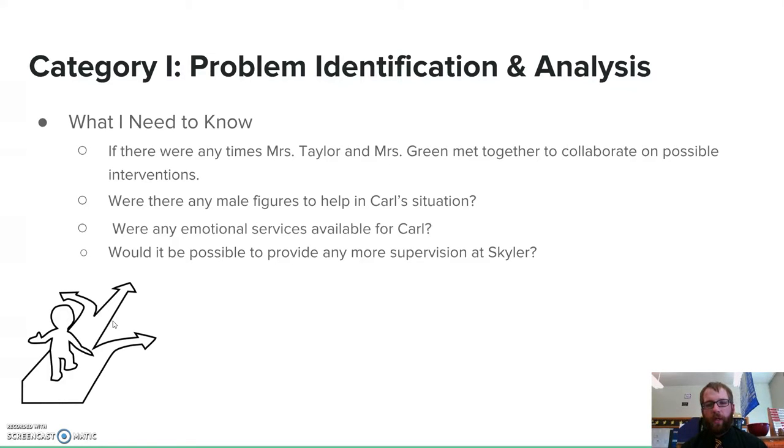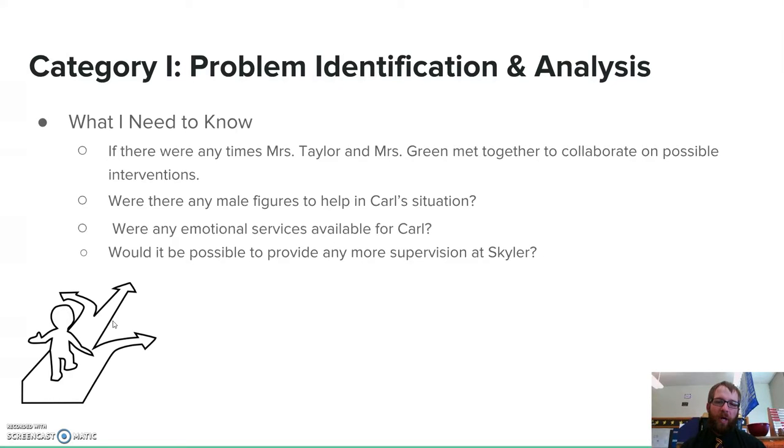I wanted to know if there are any male figures that could help in the situation, and the study made mention of that as a possible solution. Would a positive male role model in his school life help him out? The case study also mentioned some therapy type services that Carl's older siblings were getting, and I'm wondering if there were any services that would be available for Carl.